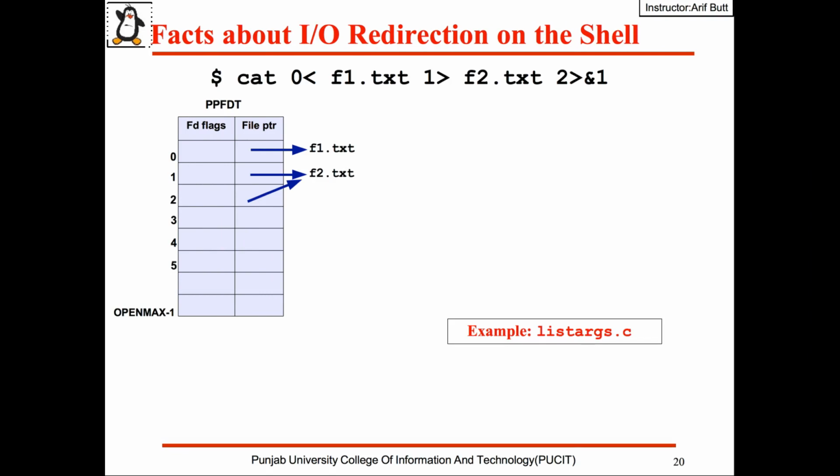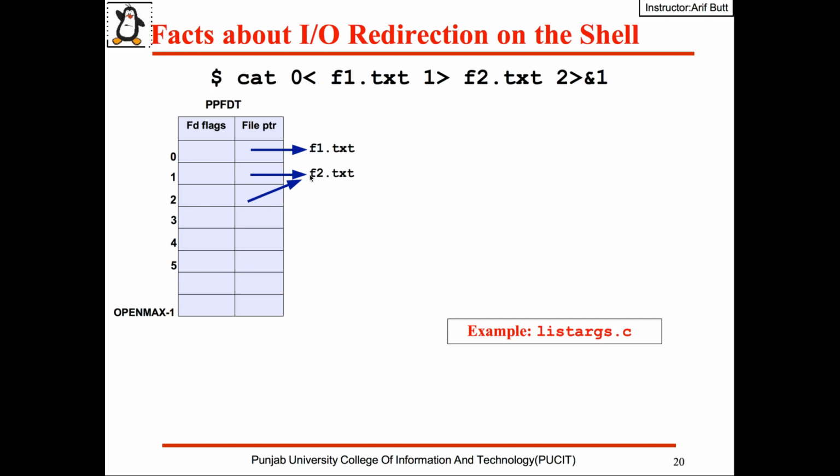Okay, now consider this command. Over here, the descriptor 0 of the cat command has been redirected to a file named f1.txt. The descriptor 1 has been redirected to f2.txt. And this symbol, 2 greater than &1, is read as, please make descriptor 2 a copy of descriptor 1. So both 1 and 2 are pointing to f2.